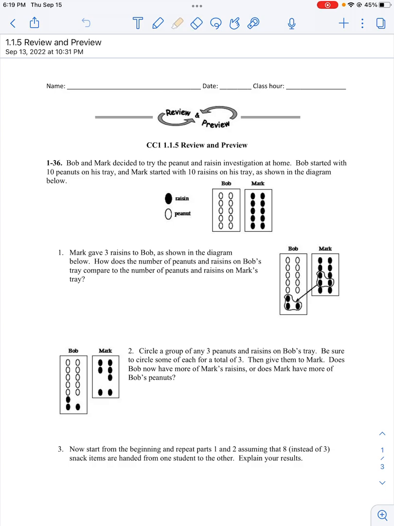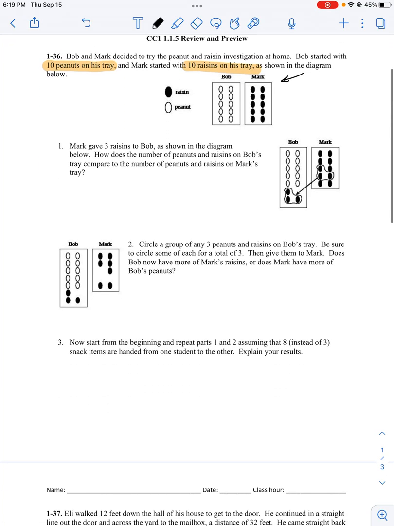Bob started with 10 peanuts on his tray, and Mark started with 10 raisins on his tray. This is shown here. The raisins are the black dots and the peanuts are the white dots. Just like we did in class, Mark gave 3 of his raisins to Bob. Now we have to talk about how the number of peanuts and raisins on Bob's tray compares to the number of peanuts and raisins on Mark's tray.